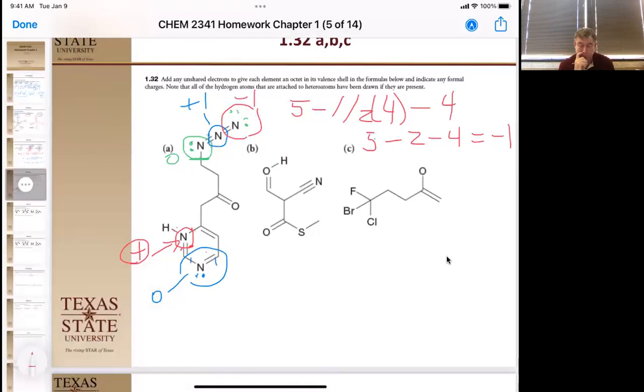Okay, so that means the net charge on the entire molecule is +1, because these 2 charges up here cancel out, and this is the only charge left on the molecule. Okay. So use that same strategy to attack B and C.